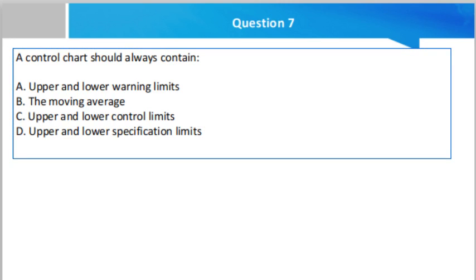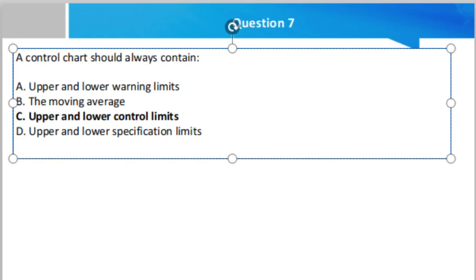Question number 7. A control chart should always contain: option A, upper and lower warning limits; the moving average; upper and lower control limits; or upper and lower specification limits. Now, what do you think the right answer is, friend? The right answer is option number C, upper and lower control limits.